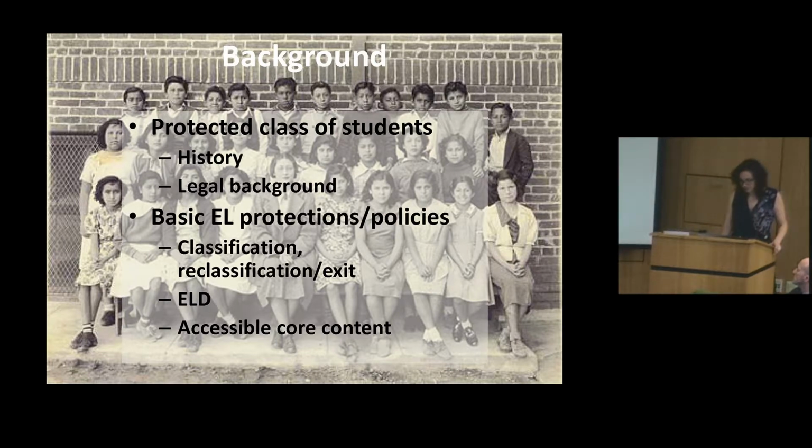So first, talking about the shield. As I said, the core protections, or the core services that English learners are supposed to receive, are annual assessment of their English proficiency in order to assess them for exit, English language development instruction, and accessible core content instruction.